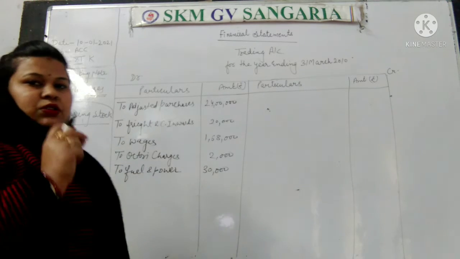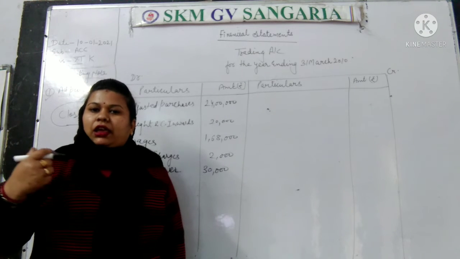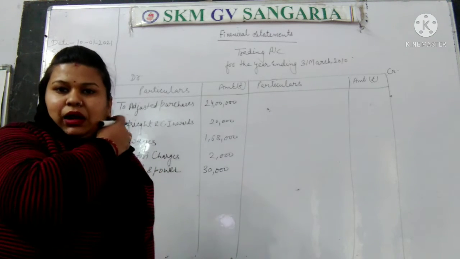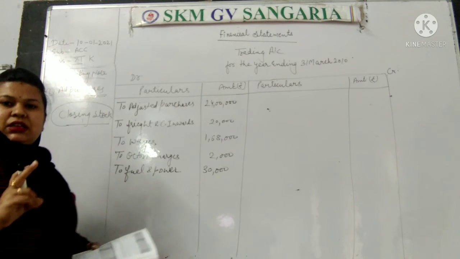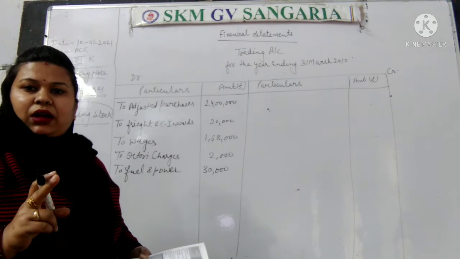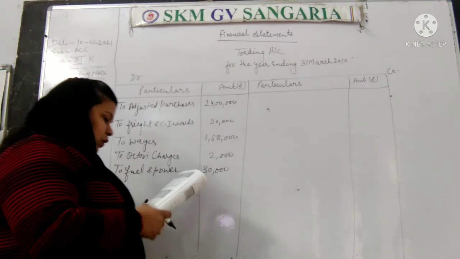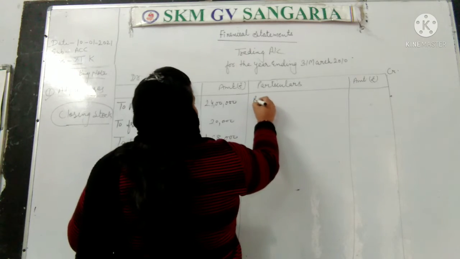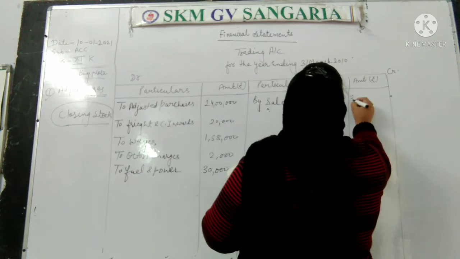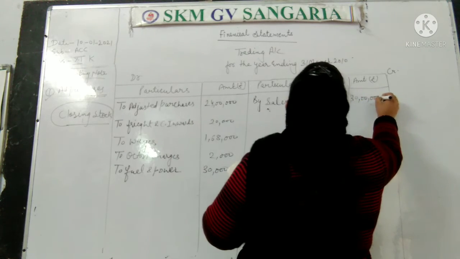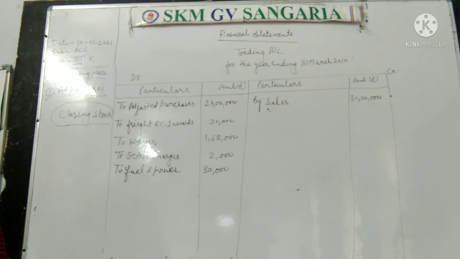Office rent. So it will not be written in the trading account. We will show this in the working note that office rent is the part of P&L account. Okay. Next, what is given? Trade expenses. Trade expenses are also not the part of trading account. These are the part of P&L account. Next, sales. We will write by sales, and the sales is rupees 30 lakh.